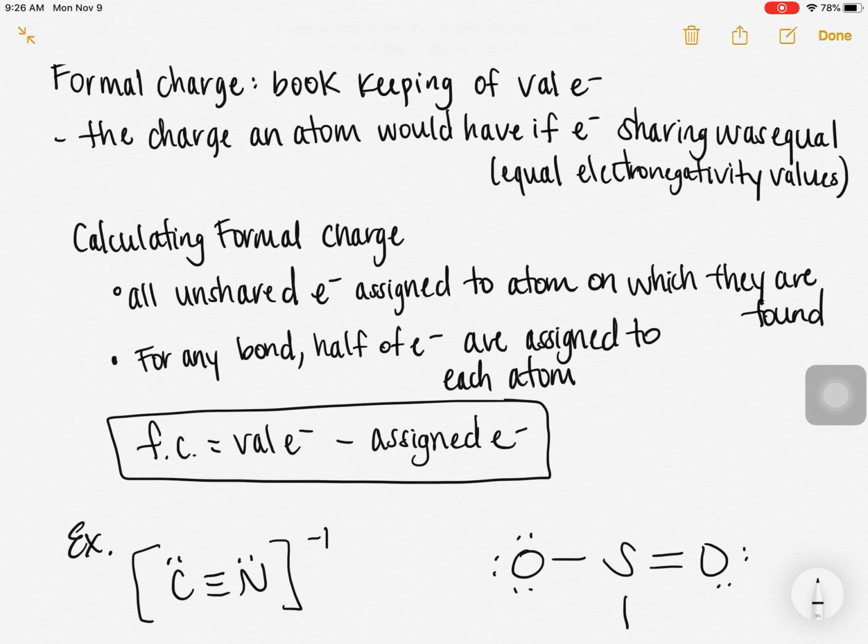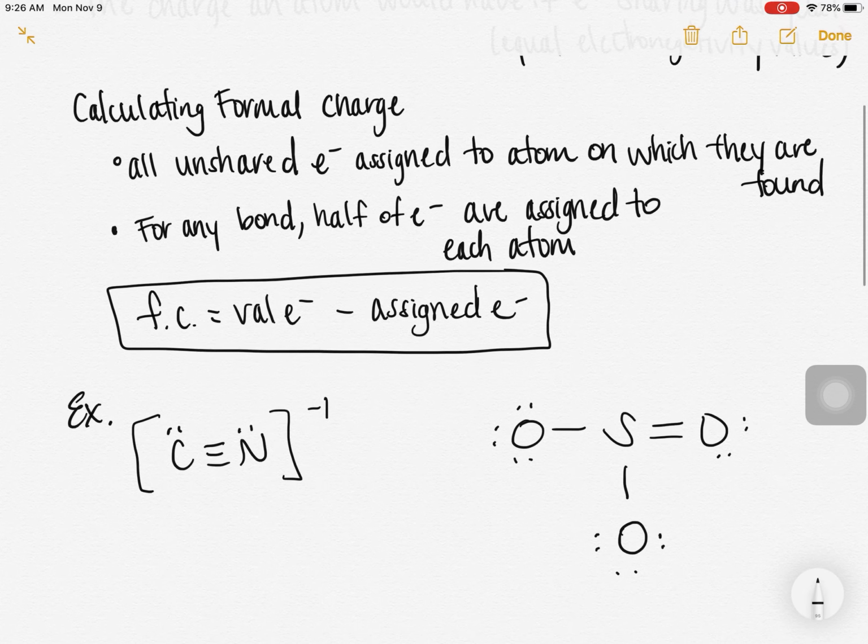This video is on formal charge and how we use formal charge to ultimately decide on the best Lewis structure. So the definition of formal charge is basically the charge an atom would have if the electrons were always shared equally, or if all atoms had equal electronegativity values. It's kind of like a bookkeeping of valence electrons and keeping track of them when we have a Lewis structure.